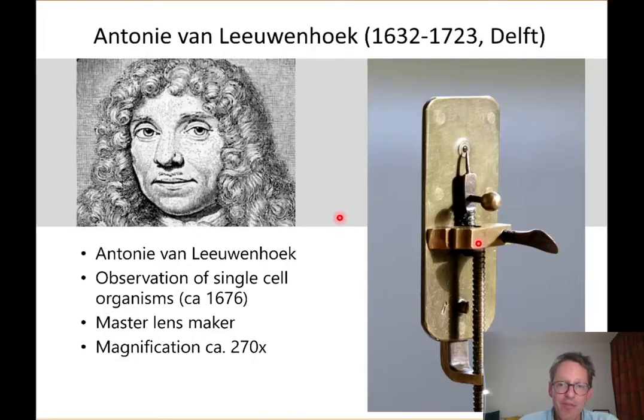Now, in fact, although this is a simpler instrument and it is technically less sophisticated than the compound microscope, this instrument produced better images than Robert Hooke's instrument. And the reason for that is that Leeuwenhoek was able to make objective lenses, these lenses here, that were of far better quality than what Hooke was able to do.